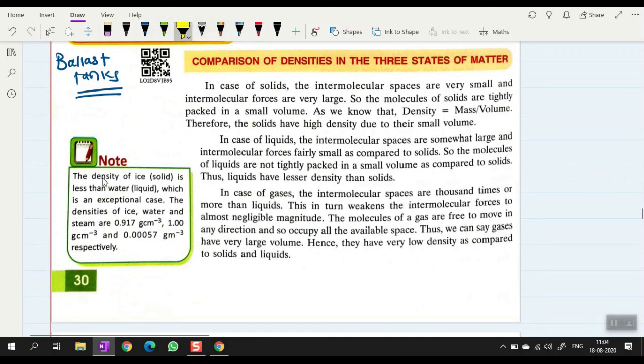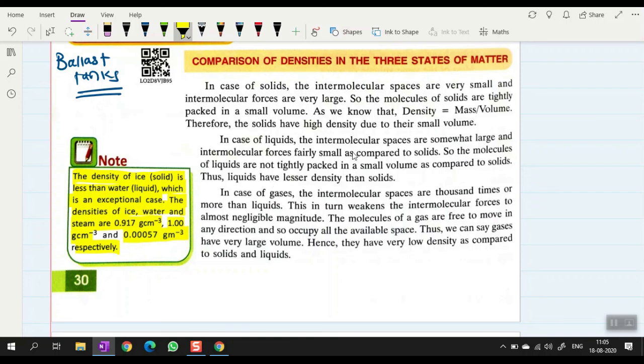Understand one more fact. The density of ice is less than that of water, which is an exceptional case. Ice is a solid, water is a liquid. Still, ice has less density than water. The density of ice is 0.917 gram per centimeter cube. The density of water is 1 gram per centimeter cube. And 0.00057 is the density of steam, which is a gas. Understandable. Okay.